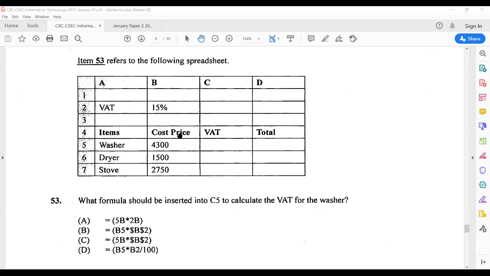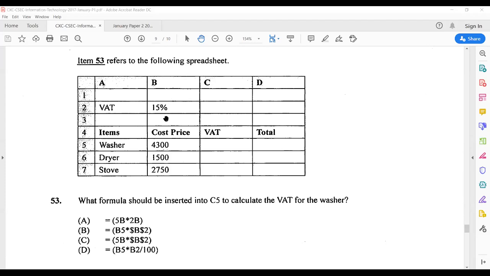Right, so how do you calculate VAT? You would take the cost price and then multiply it by the VAT amount, right? So just looking at the answers, we do not express cells in spreadsheets with the rows first. So A and C are definitely out, right? Then you have now B, which is equal to B5, the washer price, multiplied by $B$2, 15%, and we use absolute referencing there. And then we have B5 multiplied by B2 divided by 100.